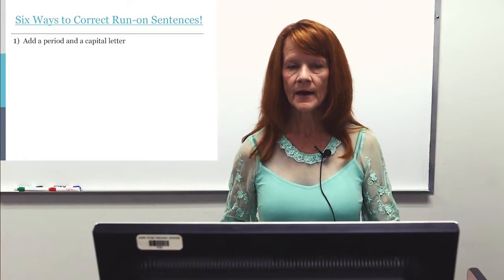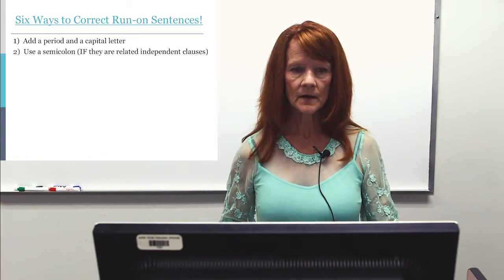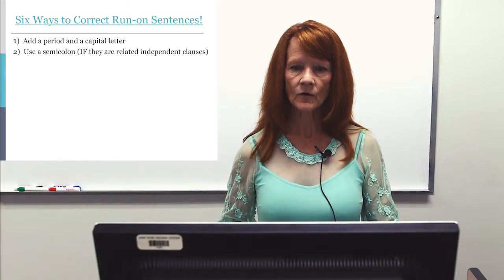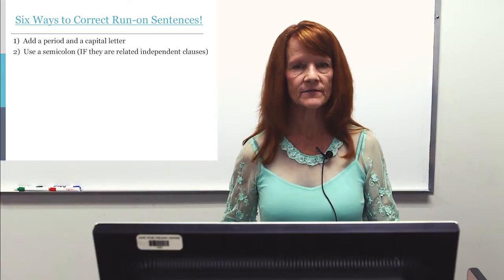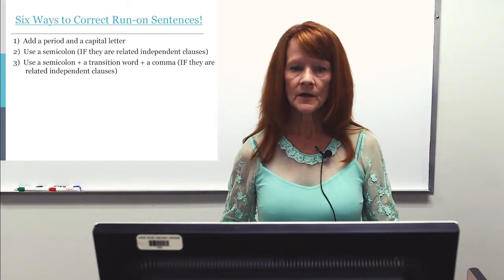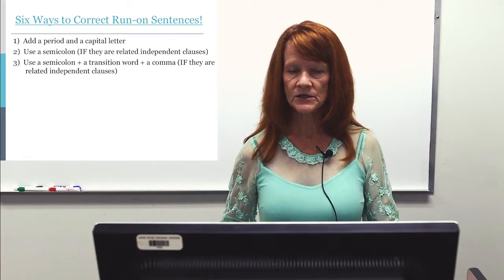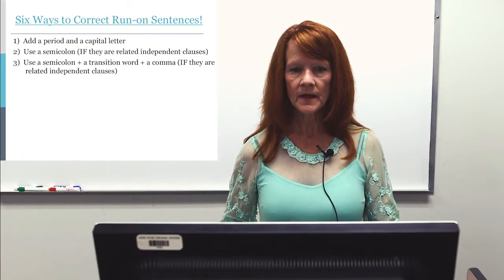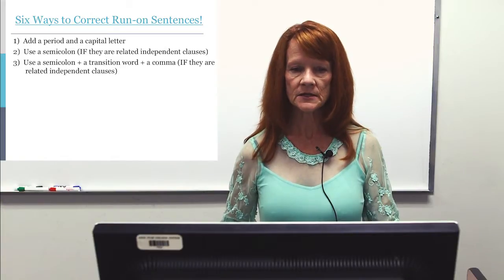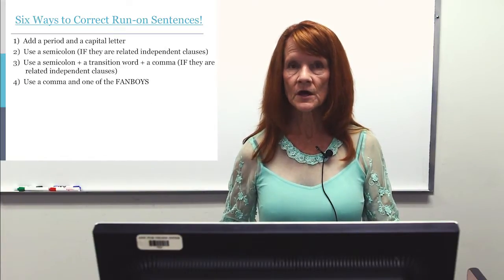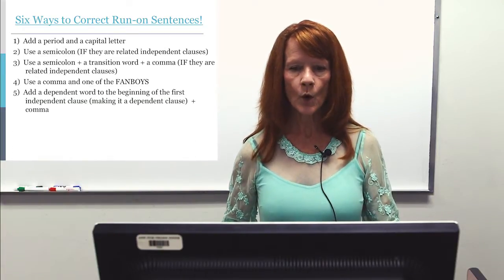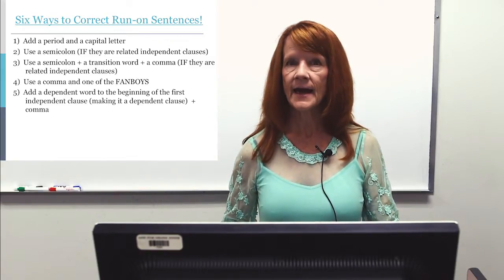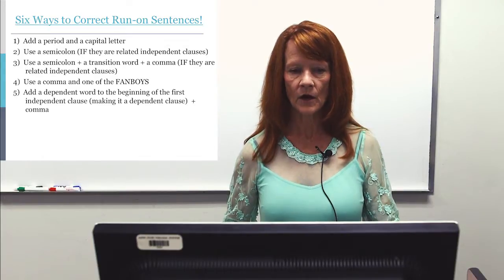Number 1. Add a period and a capital letter. Number 2. Use a semicolon if the two are related independent clauses, not if they're totally different ideas. 3. Use a semicolon plus a transition word plus a comma if they are related independent clauses. 4. Use a comma and one of the fanboys. 5. Add a dependent word to the beginning of the first independent clause, which makes it a dependent clause. Add a comma before you add the independent clause.